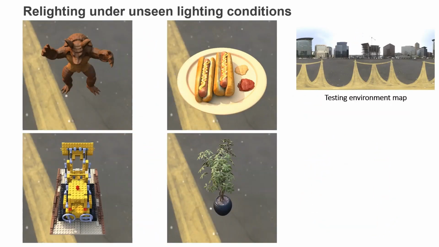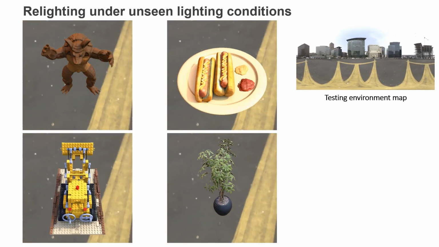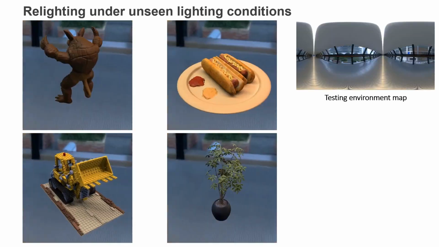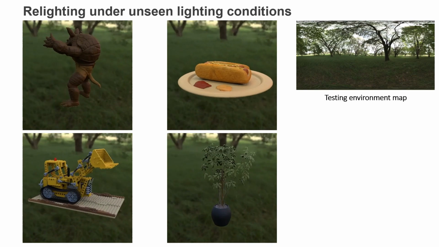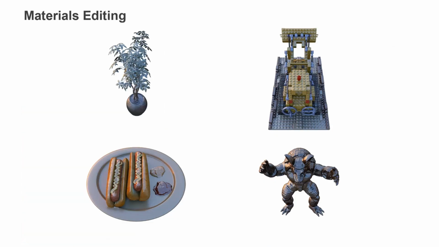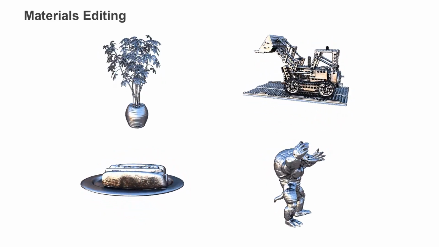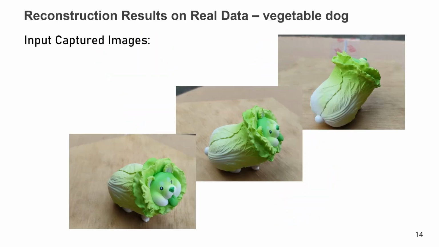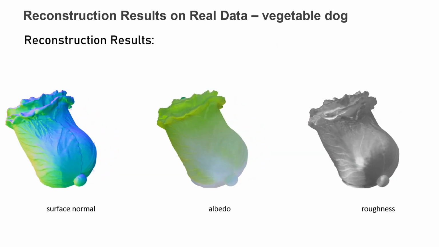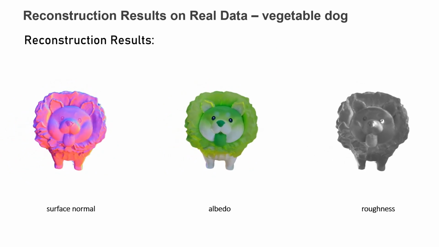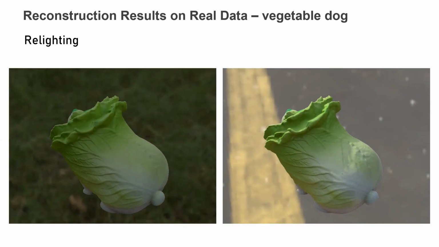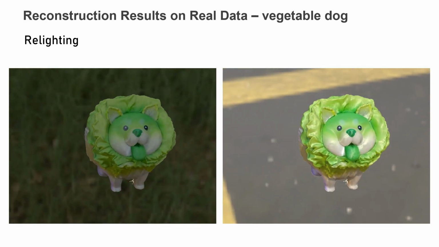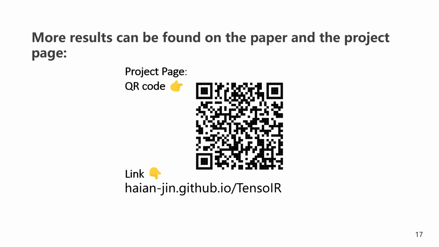Once we have reconstructed the BRDF and geometry of the target objects, we can utilize these parameters for relighting under unseen lighting conditions and material editing. Here are some results from captured real data. More results can be found on the paper and the project page. Now, let's delve into a more detailed discussion of our method.